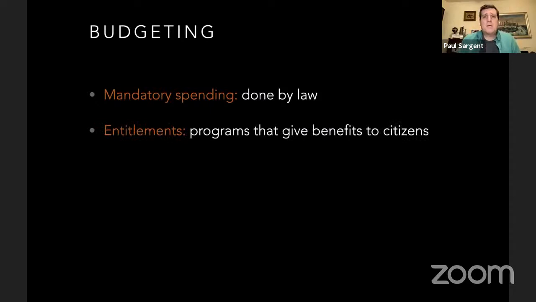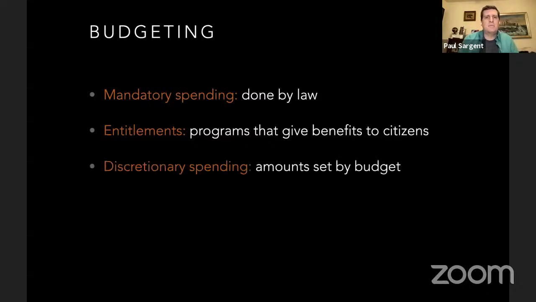One of the biggest programs underneath mandatory spending are what are called entitlements. Okay, these are programs that give direct benefits to citizens, be it direct payments, something like Social Security, or direct medical care, like Medicare. Those are entitlement programs.